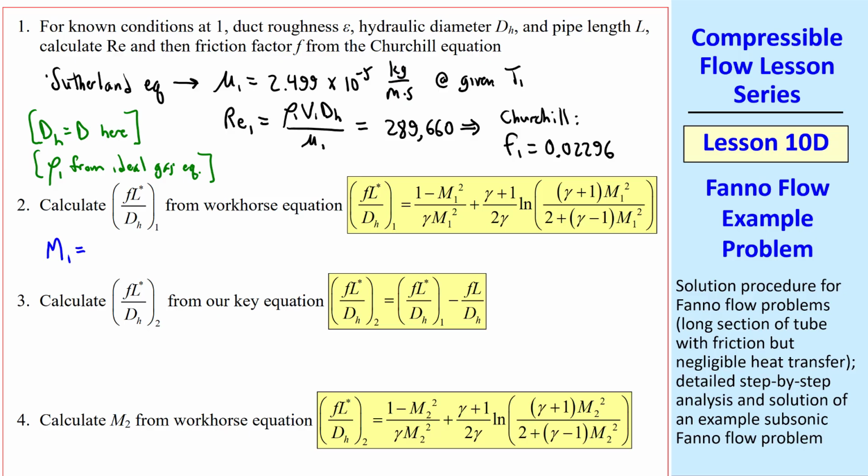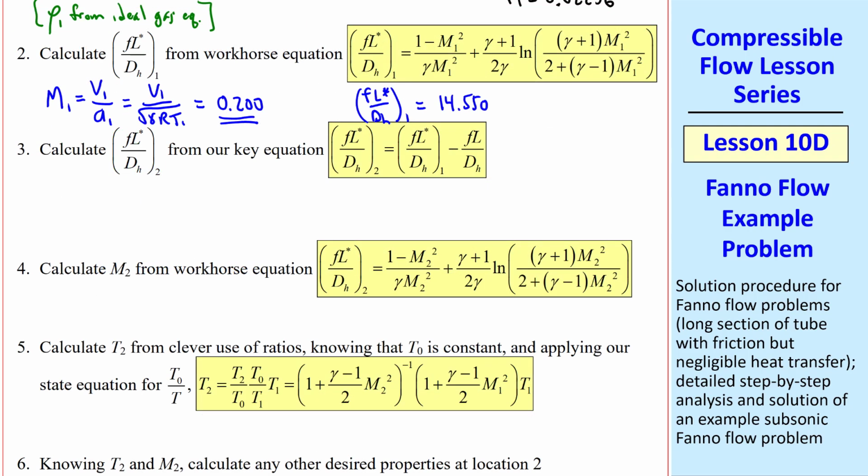calculate Mach number 1, which is V1 over A1, and I get 0.200. And plugging that in, I get FL star over dH1 equal 14.550. And I note that this is non-dimensional. There are no units here.